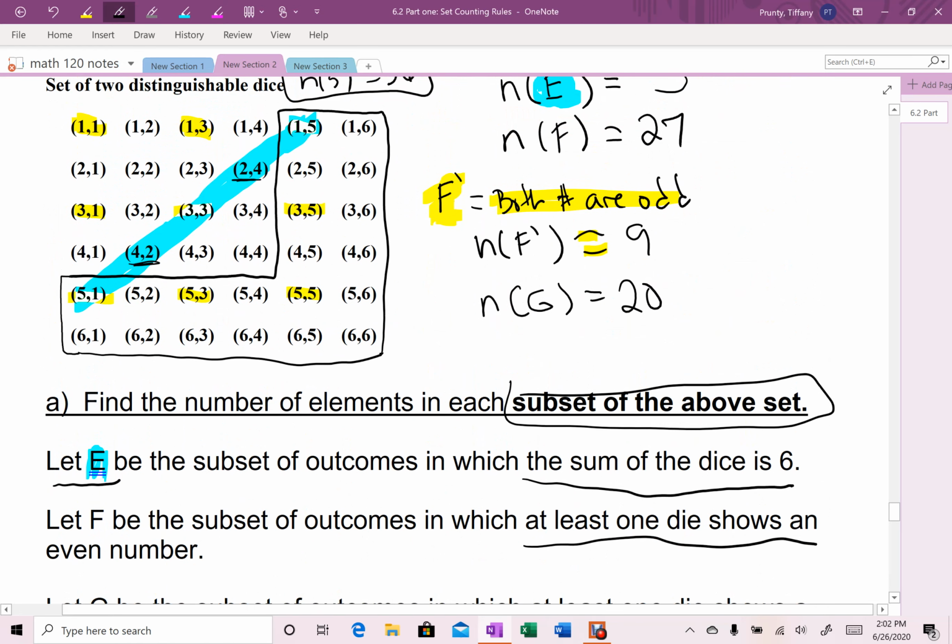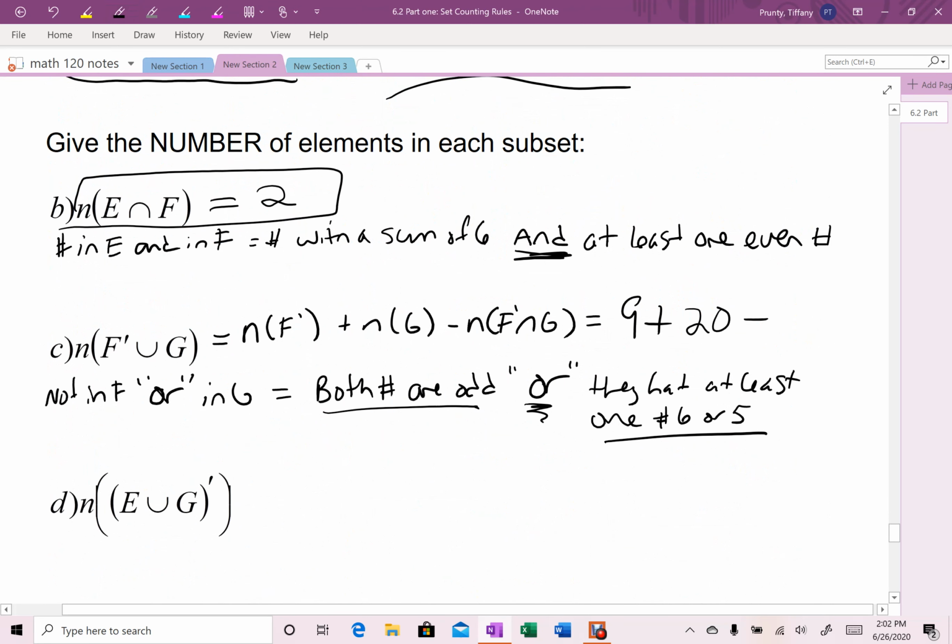All right, so if you look at this was G. 20 in G. But remember, I counted some of them twice, right? The 5-1, the 5-3, the 5-5, the 3-5, and the 1-5 are in both. So I counted both of those in the 9 that went with non-F and the 20 that were in G. And so I've got to make sure to subtract 5. So I only count them once. All right, so I've got to subtract 5. So then the final answer is 9 plus 20 minus 5, which is 24. All right, so the number, not in F or in G, is 24.